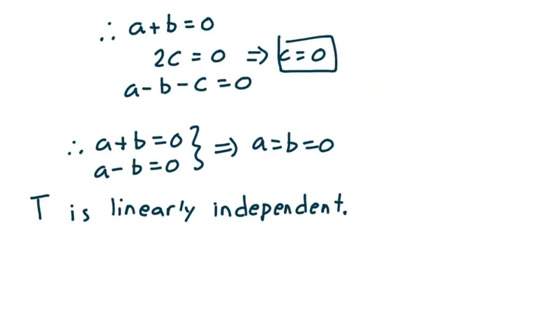Now, if we come over here, that says a plus b equals 0, 2c equals 0, which tells me c equals 0, and a minus b minus c equals 0. Now, what does that mean? If I substitute c equals 0 into the third equation, what I have left is a plus b is 0 and a minus b is 0. Solving for a and b, I get a equals b equals 0, and we have thus shown T is a linearly independent set.